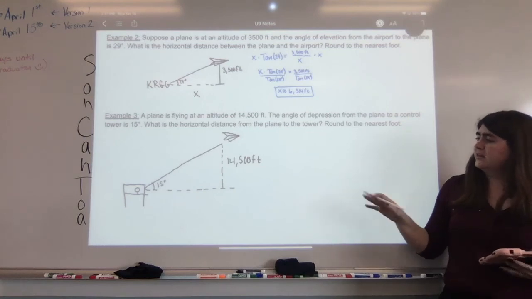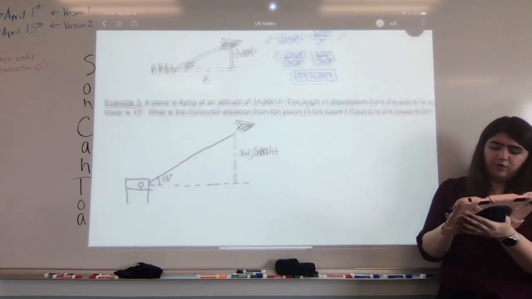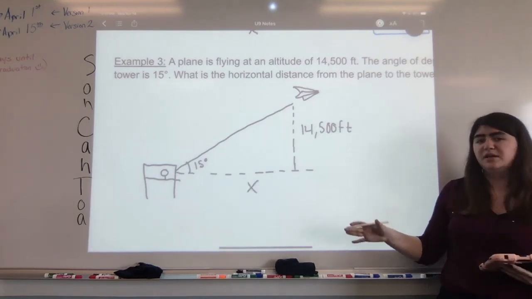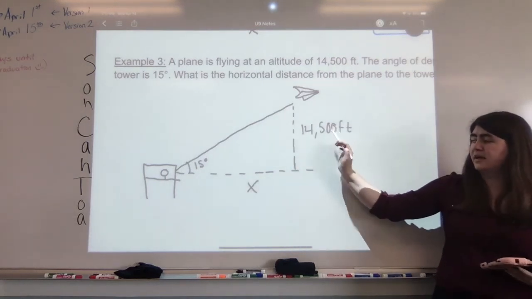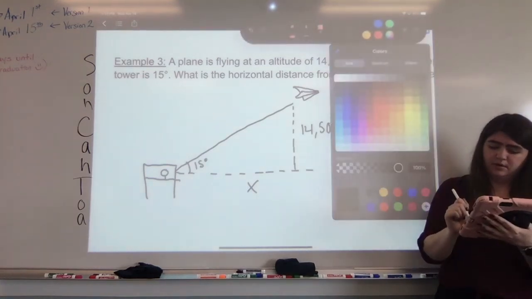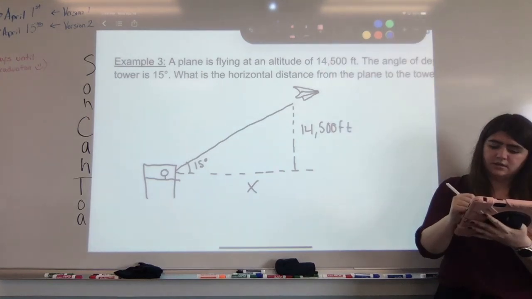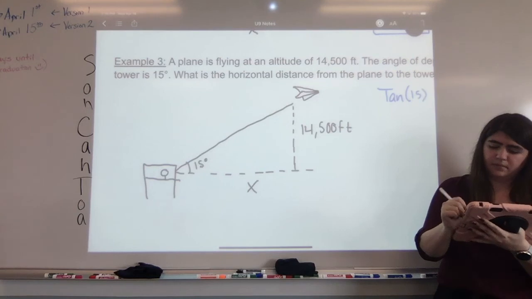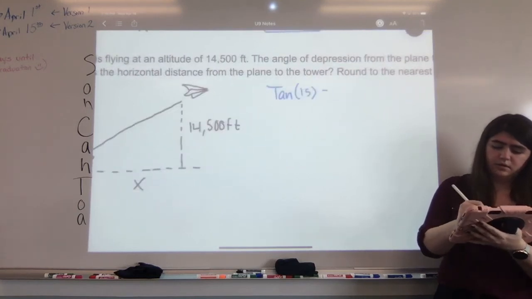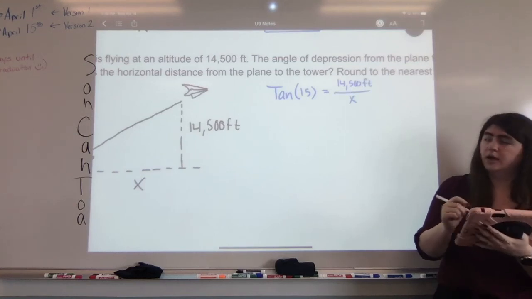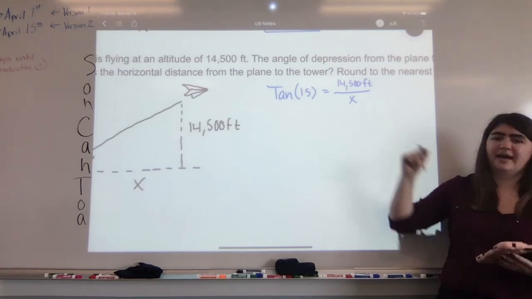All right, so in this situation, because we're again looking for horizontal distance, we need to use the exact same function that we did before. We need to use tangent because we have the opposite side and we're looking for the adjacent side. So I have for this one, the tangent of 15 degrees is equal to opposite of 14,500 feet over our unknown adjacent side, which is x.